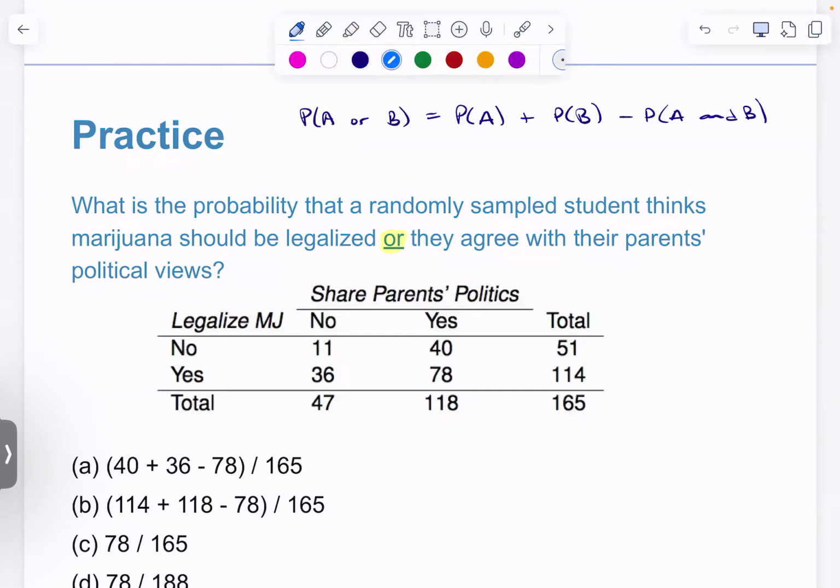So what I'm going to do is pick apart the question and call this A: whether they think marijuana should be legalized. Now that's the positive answer to A, right? Yes, they think it should be legalized. But let's call this B. Usually we try to attach a descriptive label.